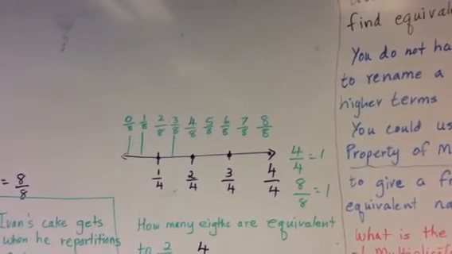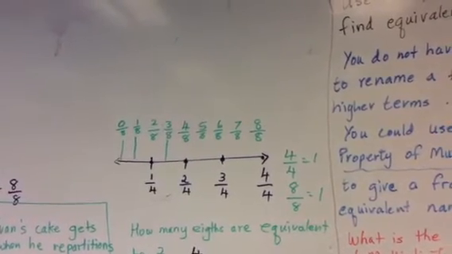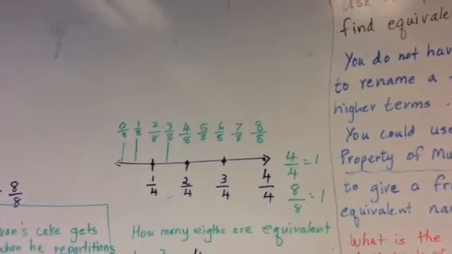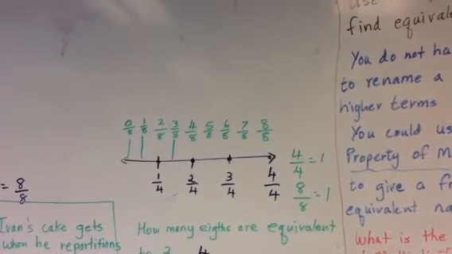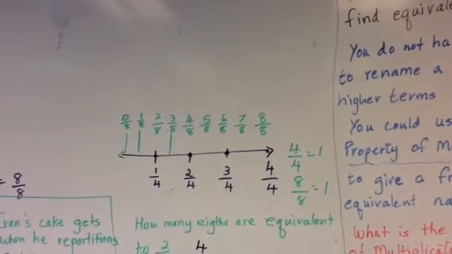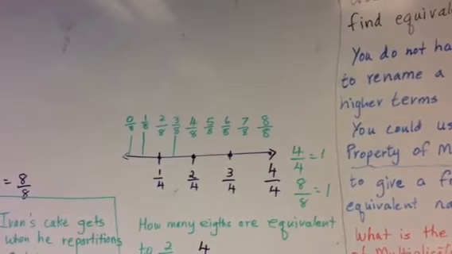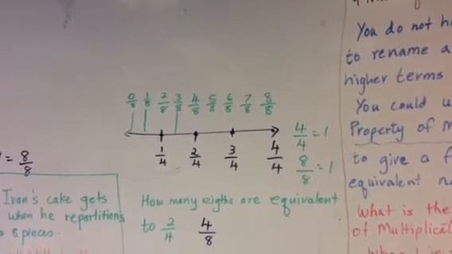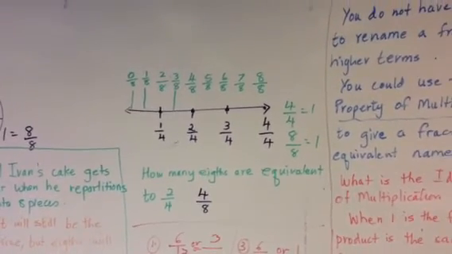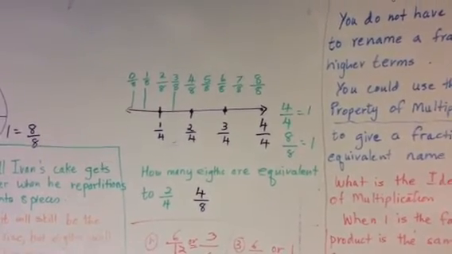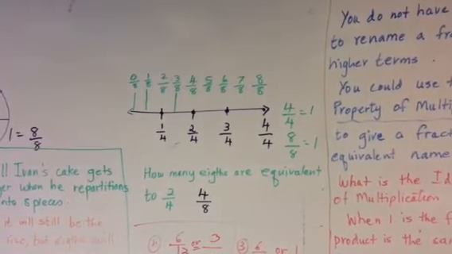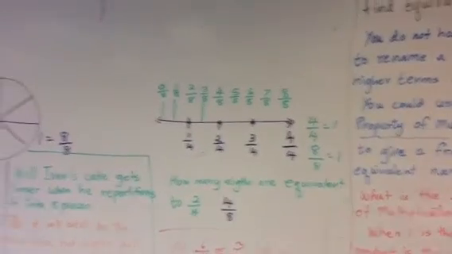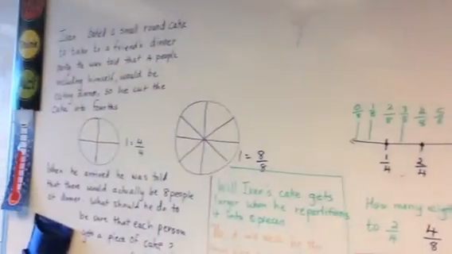So if you see, 1/4 is equivalent to 2/8. 2/4 is equivalent to 4/8. 3/4 is equivalent to 6/8. 4 over 4 is equivalent to 8 over 8. So we are seeing where it overlaps, and that's what we found in the number line. And how many eighths are equivalent to 2/4? Look at the 2/4 dot on the number line. It's equivalent to 4/8.